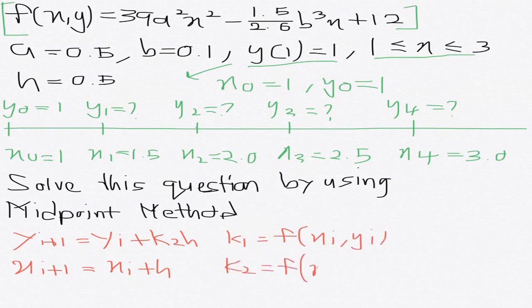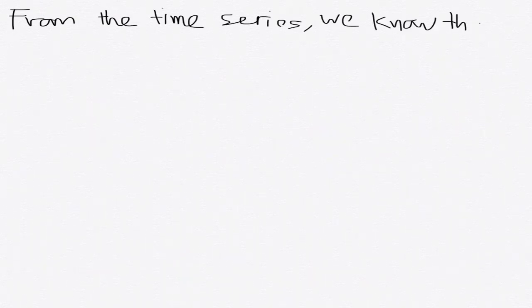This is the general formula. If you would like to refer to the general formula of the Heun method, you may refer to my Instagram post. So from the time series, we know that 4 iterations are needed.